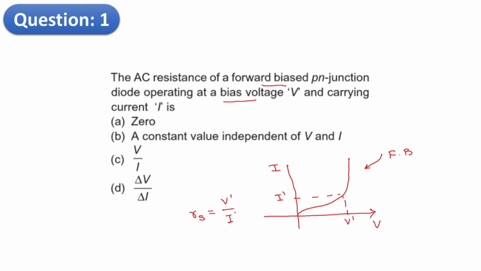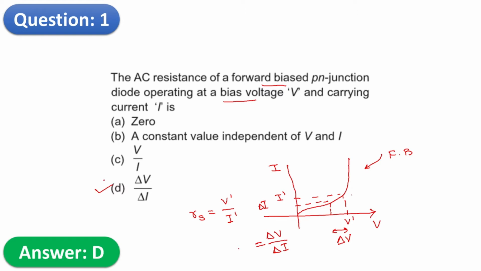But in the case of dynamic resistance, which is the forward resistance of the diode, it is the ratio of the change in voltage to the change in current. So this change is del V and this change is del I. The ratio of del V and del I is the resistance of the PN junction diode, or the forward bias resistance. So option D is the correct option.